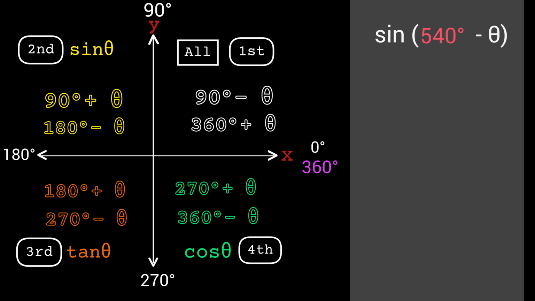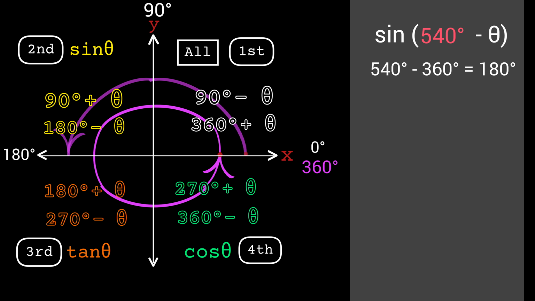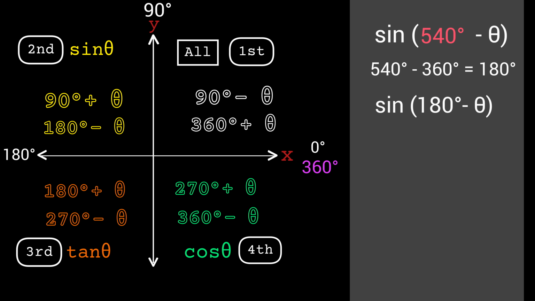For example, you are simplifying sine of 540 degrees minus theta. This angle is not between 0 degrees and 360 degrees, so we subtract 360 degrees from it, which gives us 180 degrees. What this means is that you are doing one full rotation plus an extra 180 degrees angle. Now 180 degrees minus theta lies in the second quadrant where sine theta is positive. Therefore, sine of 180 degrees minus theta will give us a positive sine theta.